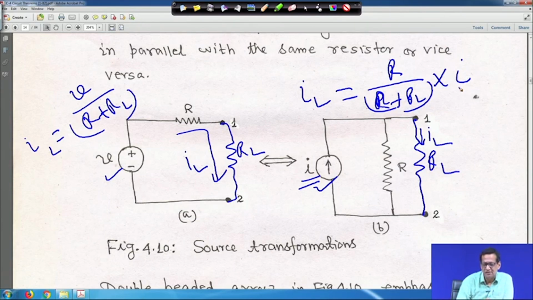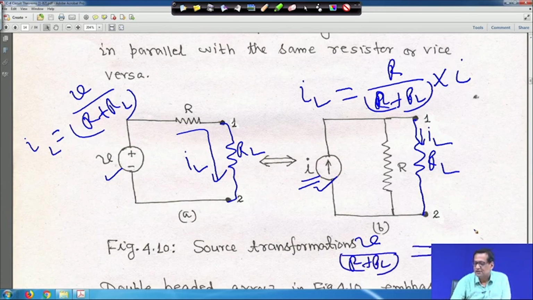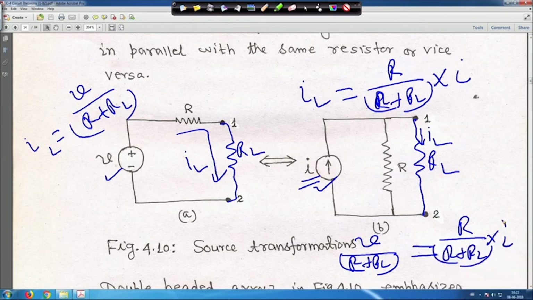If both are equal, we can write V upon R plus RL is equal to R upon R plus RL into I. So R plus RL cancels on both sides, and ultimately V is equal to R into I. That means I is equal to V upon R. The voltage drop IL into RL must be the same in both cases.